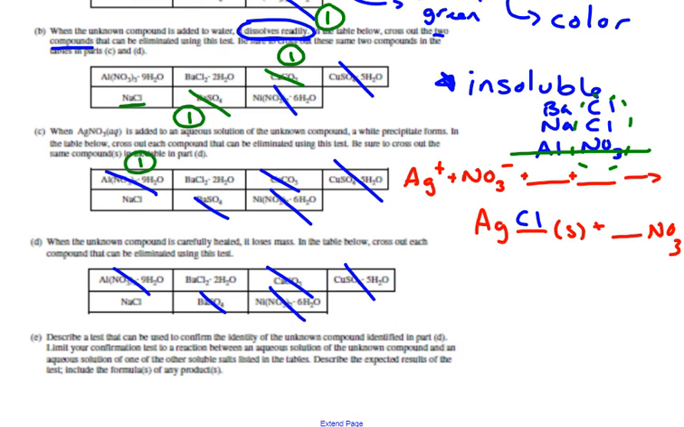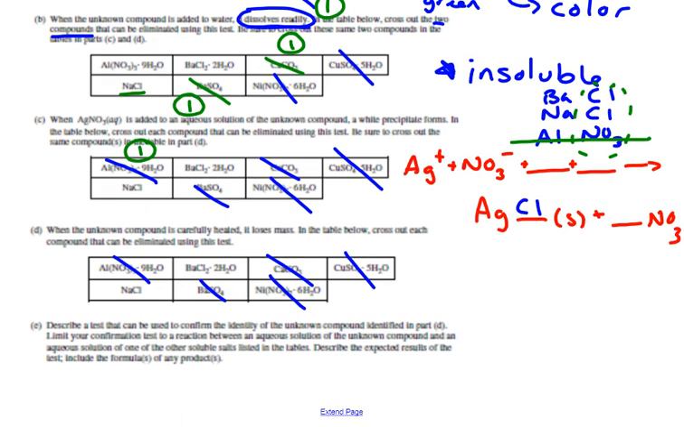So, 2 left. When the unknown compound is carefully heated, this is important, it loses mass. In the table below, cross out each compound that can be eliminated using this test. They say that only because we have 2 left, but maybe you had more left than that. So if it's gently heated and it loses mass, which one is not going to lose mass when you gently heat it? You're like, I have no idea. What? Why NaCl? Well, this is a salt also.